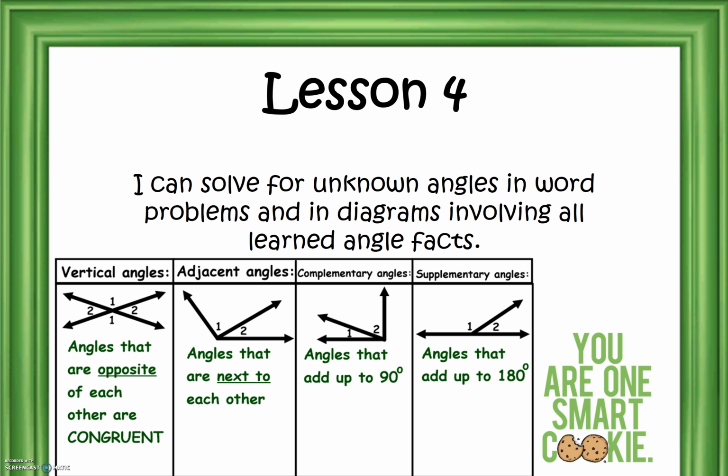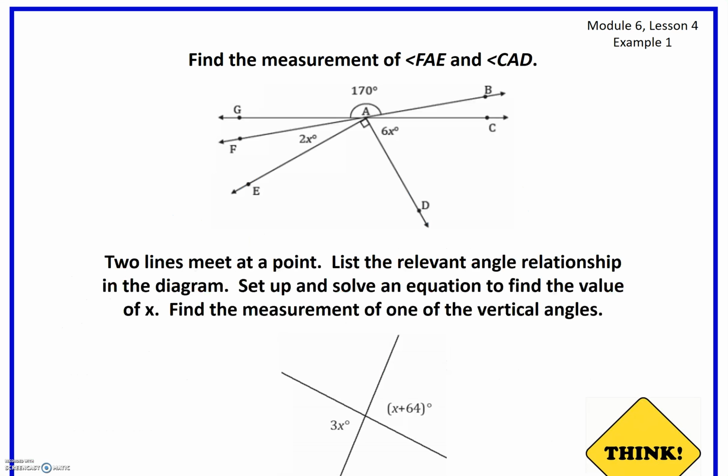So recall and do remember these angle relationships again: vertical, adjacent, complementary, and supplementary, and any angles that might add up to 360 degrees. Let's go ahead and get started with example 1. Find the measurements of angle FAE, which would be this angle, and angle CAD, which would be this angle.